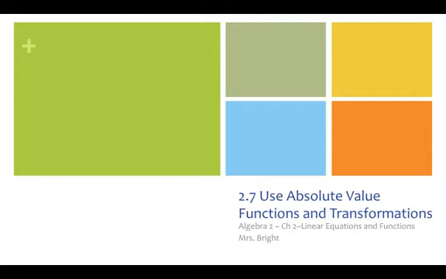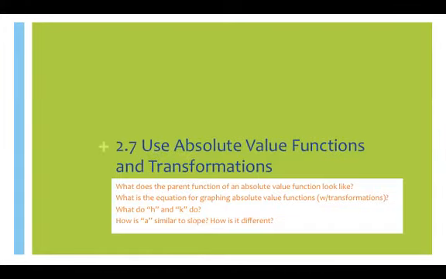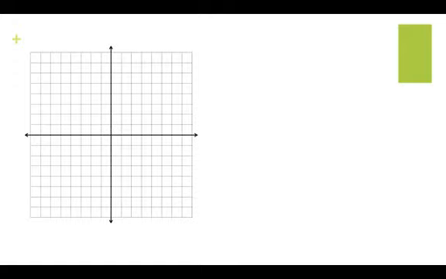2.7, use absolute value functions and transformations. What does the parent function of an absolute value function look like? What does that parent graph look like, meaning? What's the equation that we use for graphing absolute value functions with transformations included? What do the h and k do? And how is a similar to slope, but how is it different?